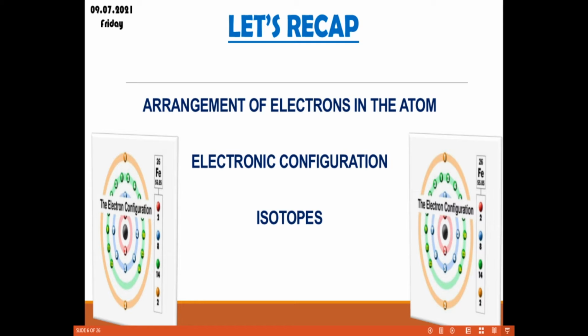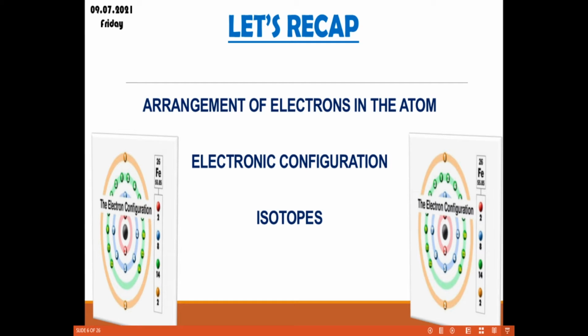Okay. What is the arrangement of electrons in the atom? What is the electronic configuration? The arrangement of electrons in the various shells or energy levels of an atom of the element is known as the electronic configuration of the element. In other words, electronic configuration is the distribution of electrons in various shells, or as we call them, energy levels of an atom, such as K shell, L shell, M shell, etc.